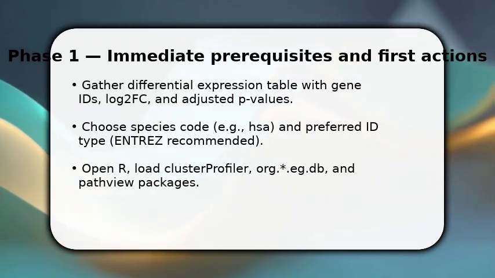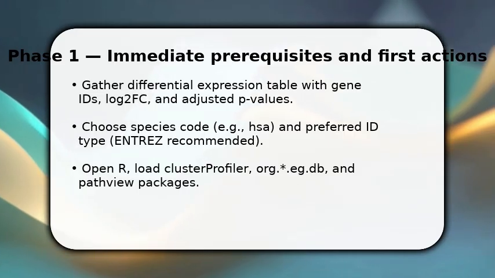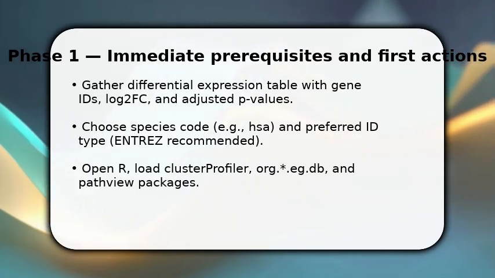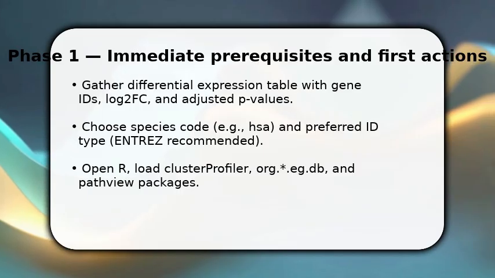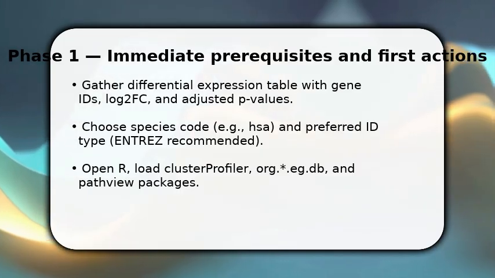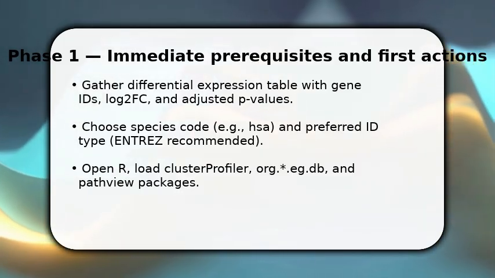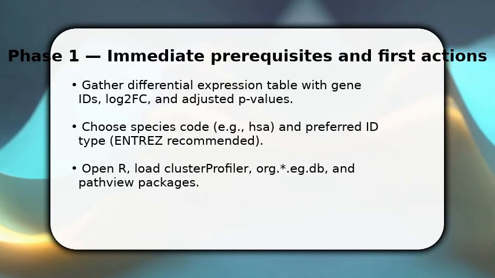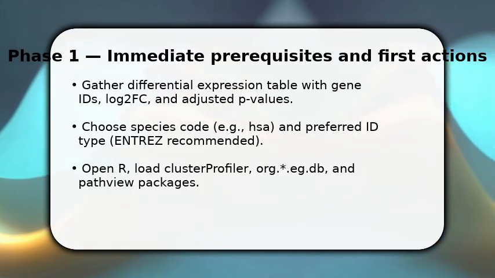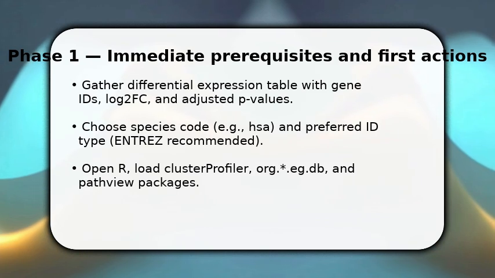Once done, set the species code, for example hsa for human, and start R. Make sure to load clusterProfiler, the appropriate org.*.eg.db for mapping, and pathview for visual output. This sequence prevents downstream ID mismatches and speeds up the pipeline.